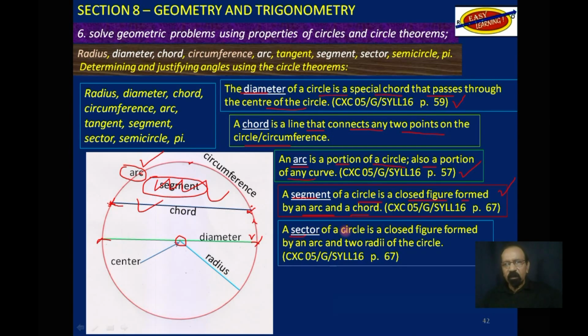What is a sector? A sector of a circle is the closed figure formed by an arc and 2 radii of the circle. So you have a radius here. You have another radius here. You have an arc here. This space here is a sector.